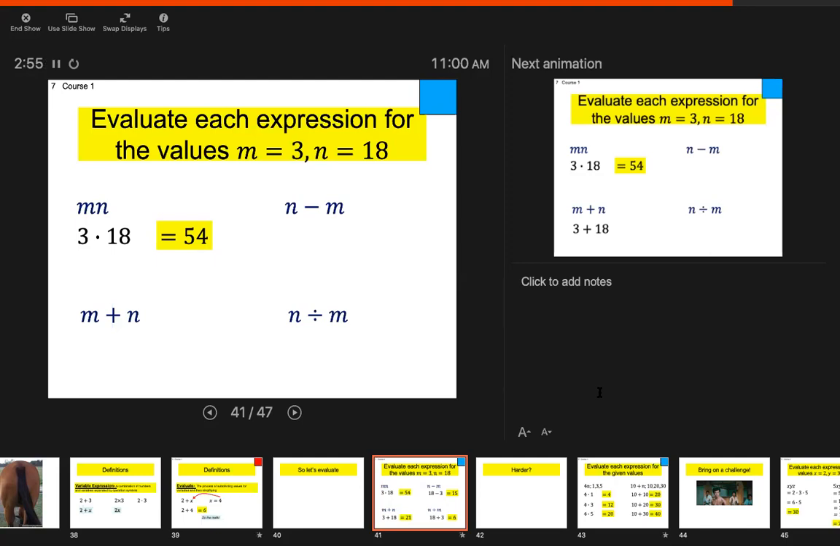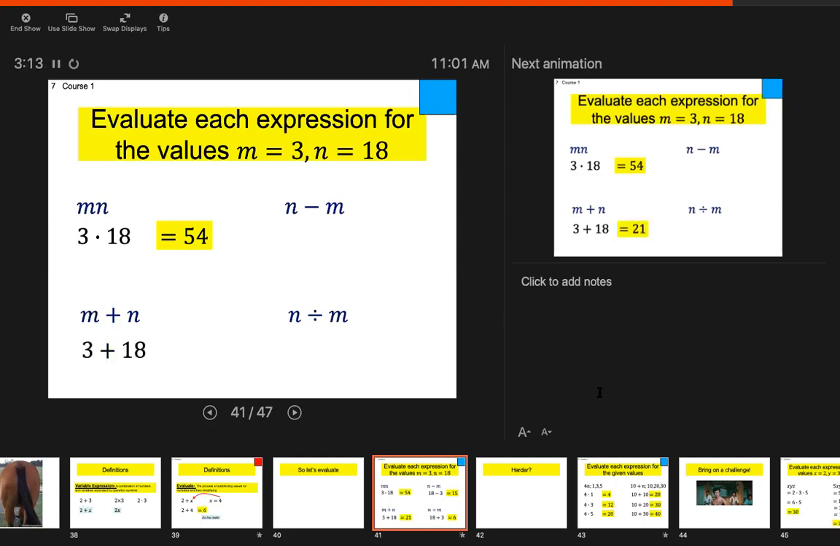What does this say? Oh, by the way, we're doing box 7. M plus N. What's the letter M? 3. What's the letter N? 18. And I should say variables, right? Not letters. So that's really 3 plus 18.